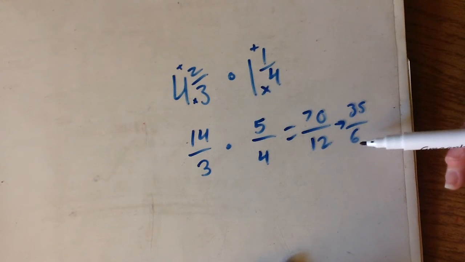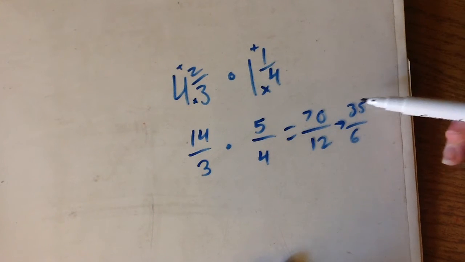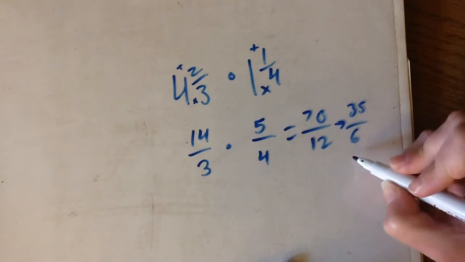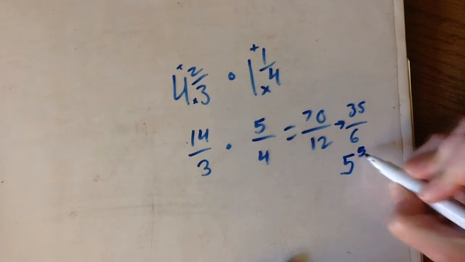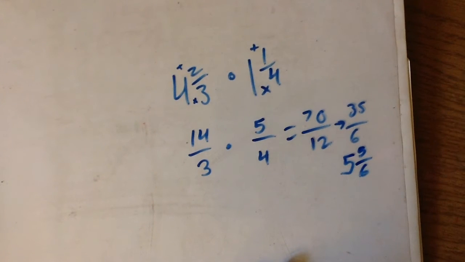So 6 almost goes perfectly into 35. It was 36, and that'd be perfect. But we have 5 that we can take out, so that's 30. Left over is 5 over 6. So that's the traditional way that you've learned it. Let me show you another way you can do it.